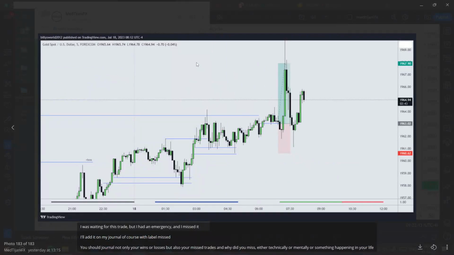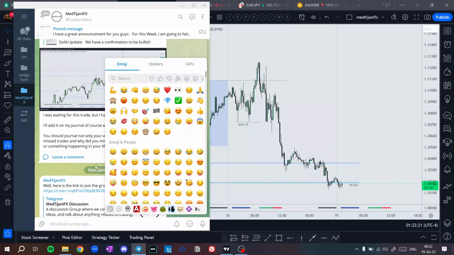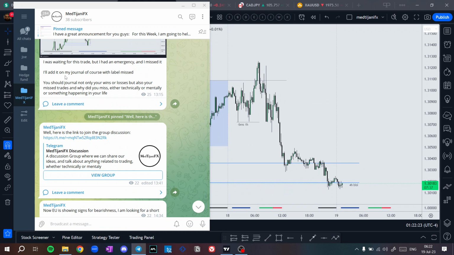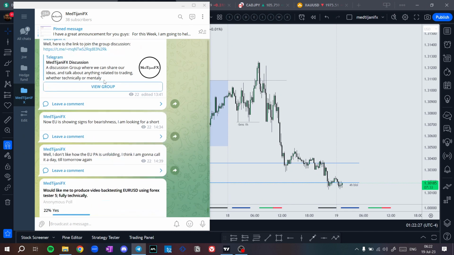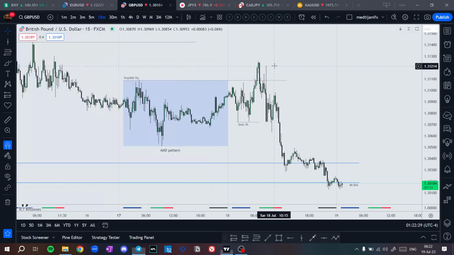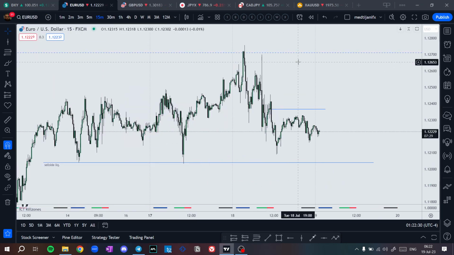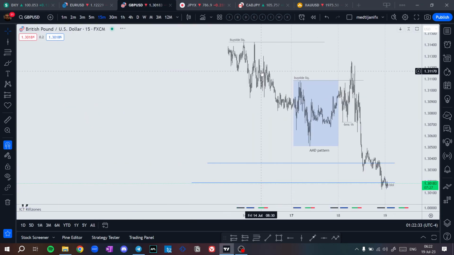And if you see on the dollar, this was the trade, 1 to 2 again, and price, like I said, I was waiting for it, but I didn't take it. And I journal all my trades even if it is missed. So yeah, if we see the chart what we have for GBPUSD, that was on Monday.